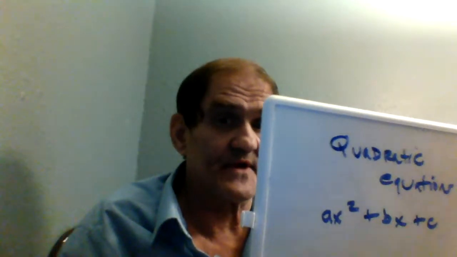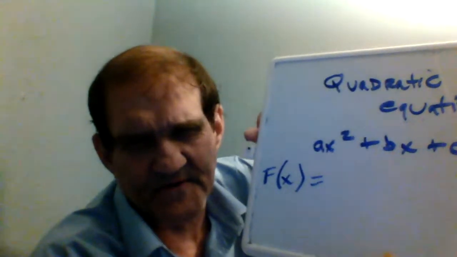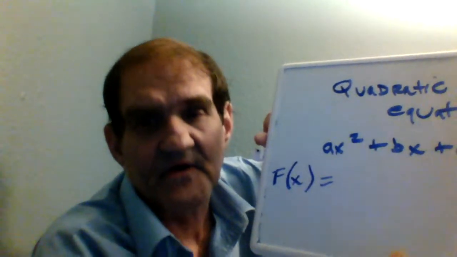There's also another way of looking at it, and that is by graphing it. Usually when you're graphing it, you go ahead and use f of x. F of x is a function of x, and that means that it can be whatever that equation is going to be.